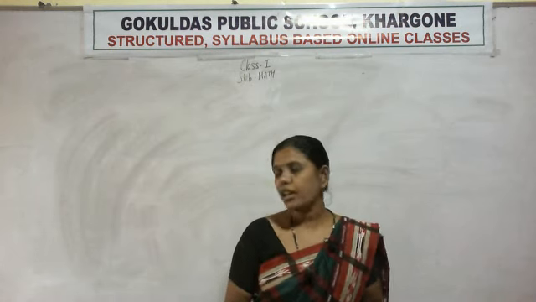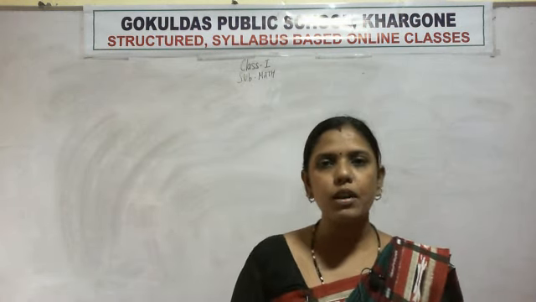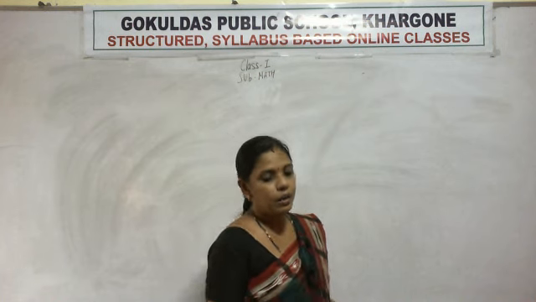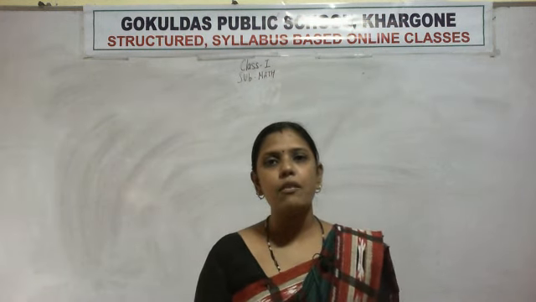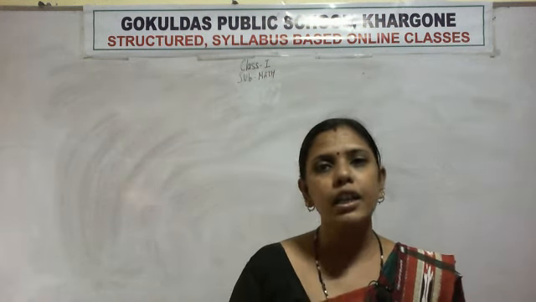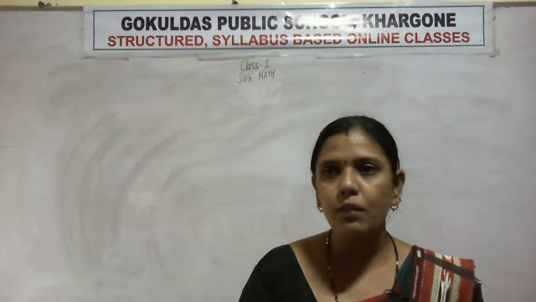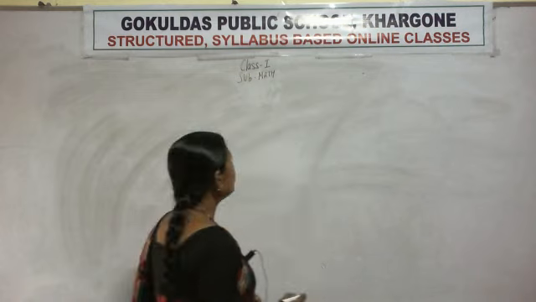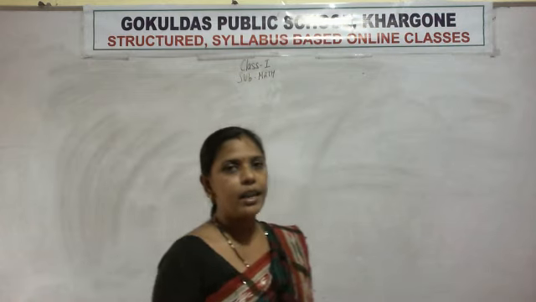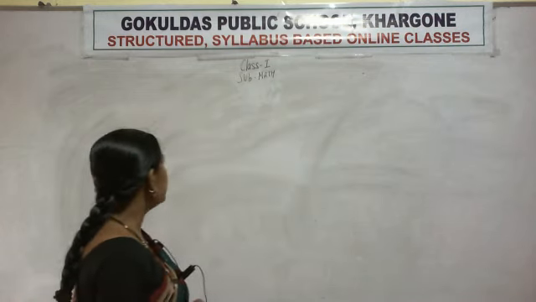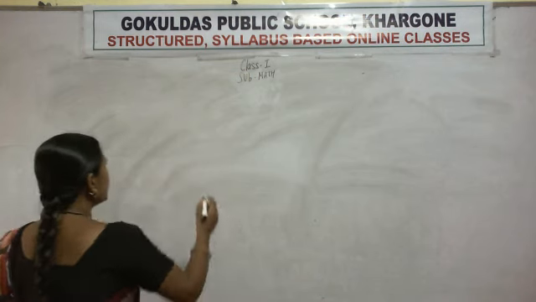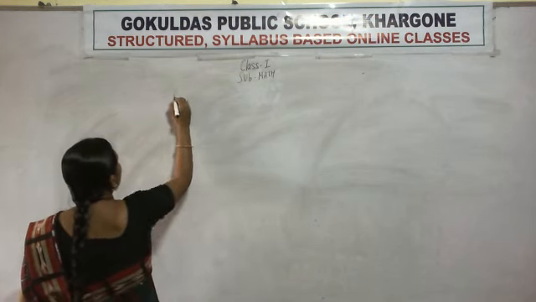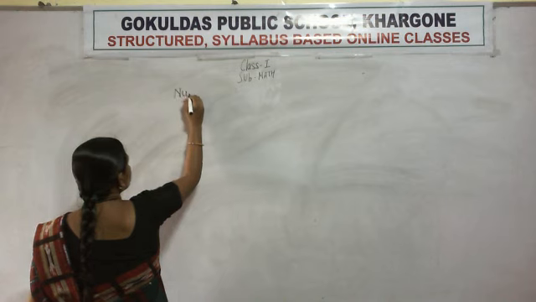Now write the heading. What is the heading today? We will continue the same topic, the number names. In our last topic we wrote number names till 30. Now today we will continue from 31. So first all of you write the heading. After writing the date, write the heading: number names.